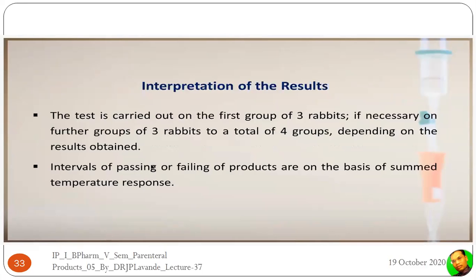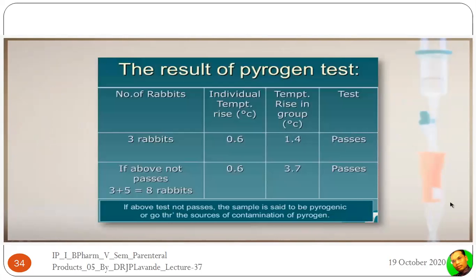So how can we interpret the results? In the rabbit test, the test is carried out on the first 3 rabbits, and if necessary, on further groups of 3 rabbits to a total of 4 groups, depending on the results obtained. The criteria for passing and failing the product are based on the sum of response temperatures. This table shows the results of the pyrogen test. You can see the number of rabbits, the individual rise in temperature, and the sum temperature. This is the collective temperature, and this is the individual temperature.